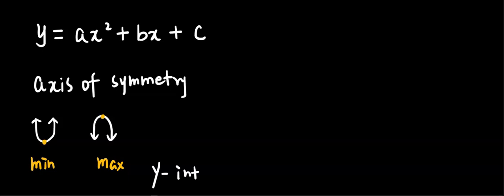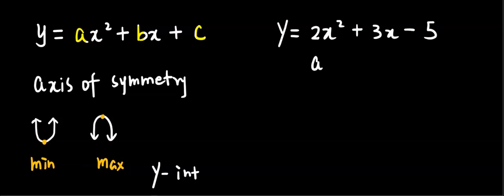We're going to create some beautiful quadratic functions, and we must know the A, B, C. Okay, so our first example, how about we have 2x squared plus 3x minus 5. Let's write down A is 2, B is 3, C is negative 5.